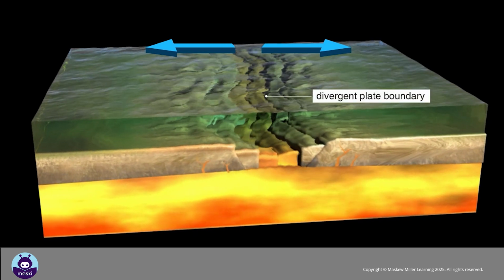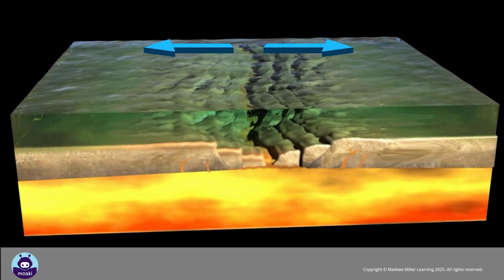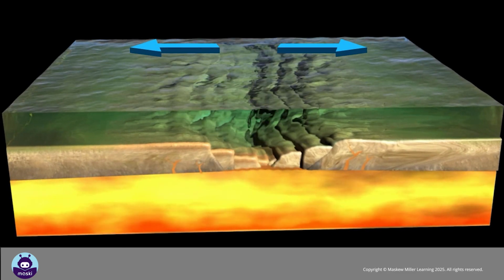These are called divergent plate boundaries. Earthquakes are less severe and there is not a lot of friction between the plates.